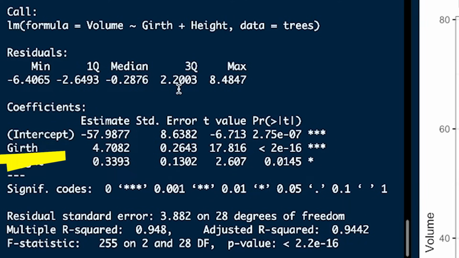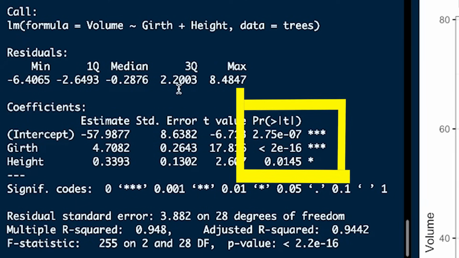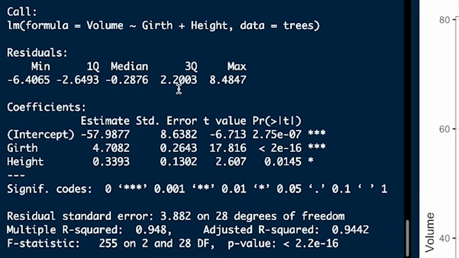Keep going. Girth coefficient of 4.7 means for every increment in girth, the volume goes up by 4.7. Happy days. Height, for every increase in height, the volume goes up by 0.3. Both are statistically significant. Happy days. Let's look at the results at the bottom. The F statistic, the p-value is very small, so our model as a whole works.